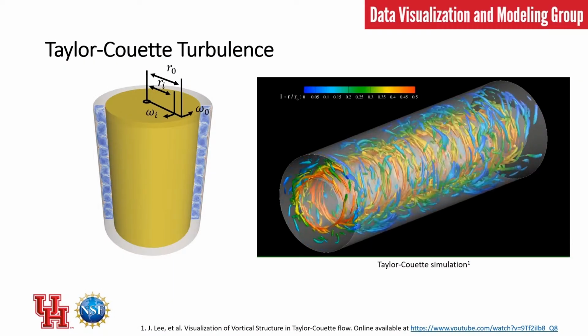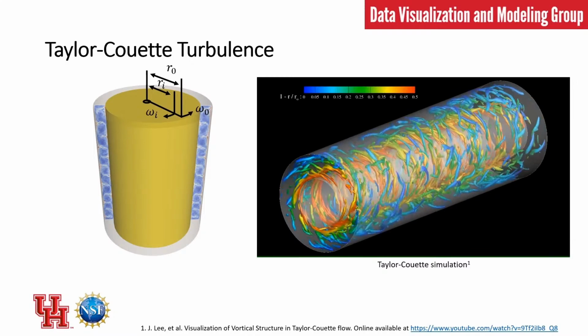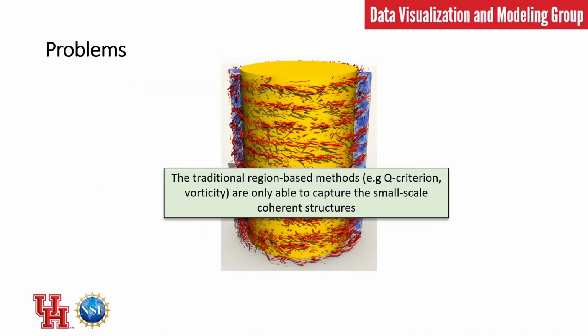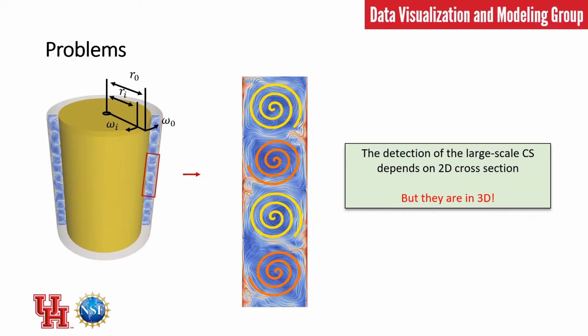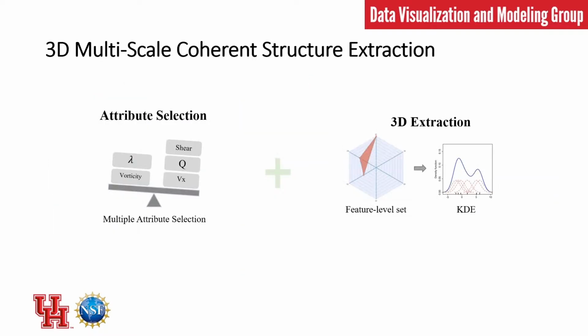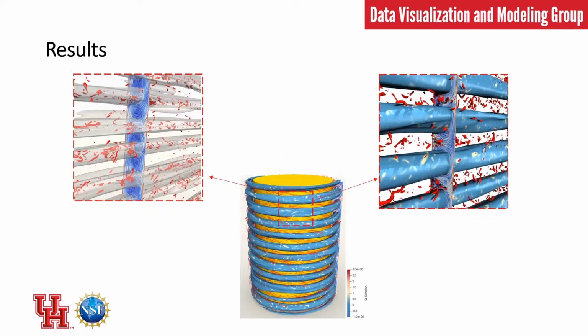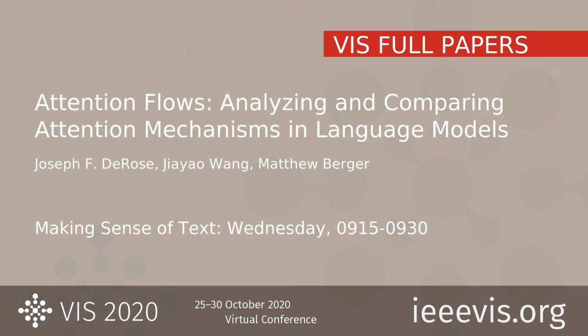Taylor-Couette flow is a turbulent fluid motion created in the gap between two rotating cylinders. The traditional region-based methods are only able to capture the small-scale coherent structure. The detection of the latter structure depends on the 2D cross-section, which is not the true configuration. We adapt the feature-level set methods and density estimation to combine multiple attributes and use them as the filter to separate large and small-scale structure.